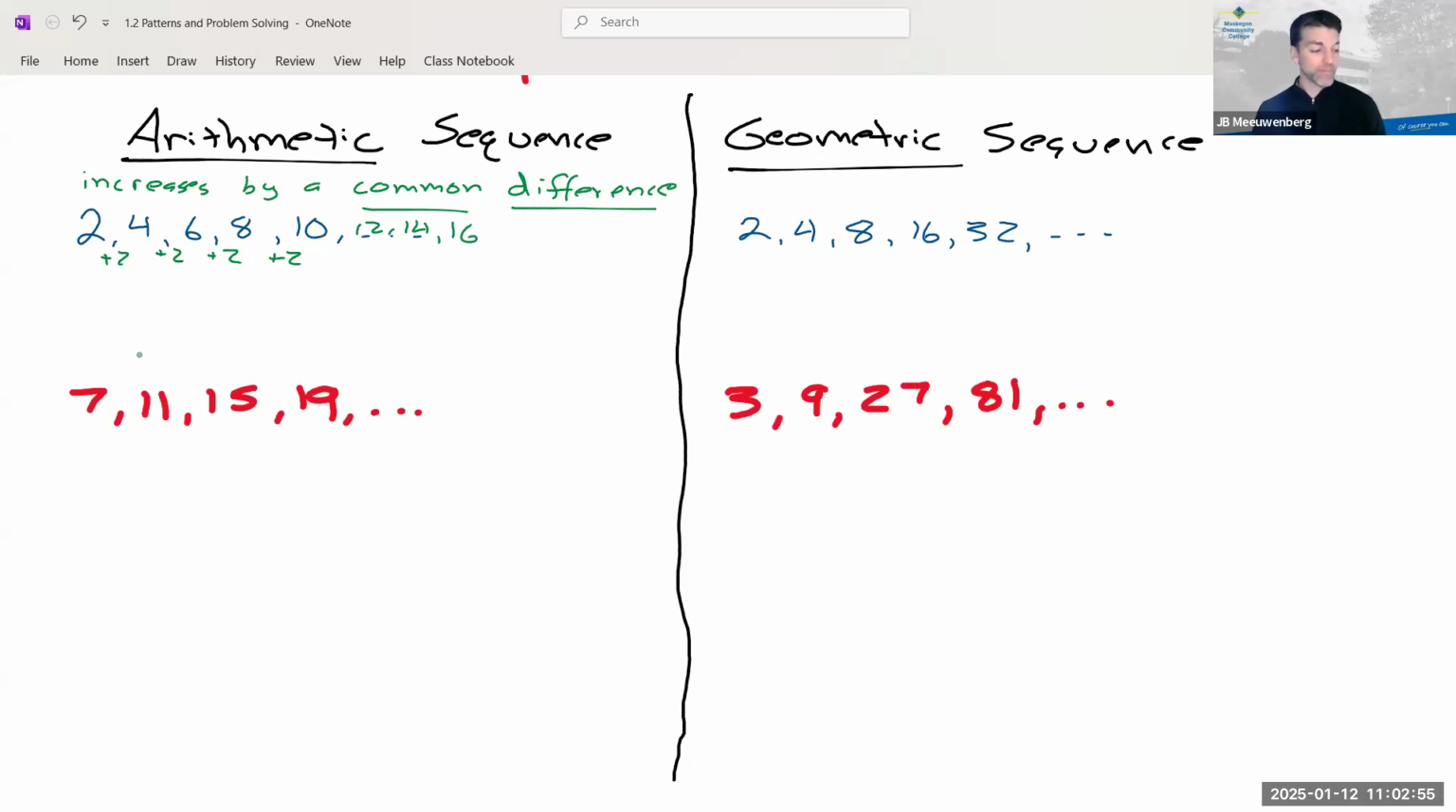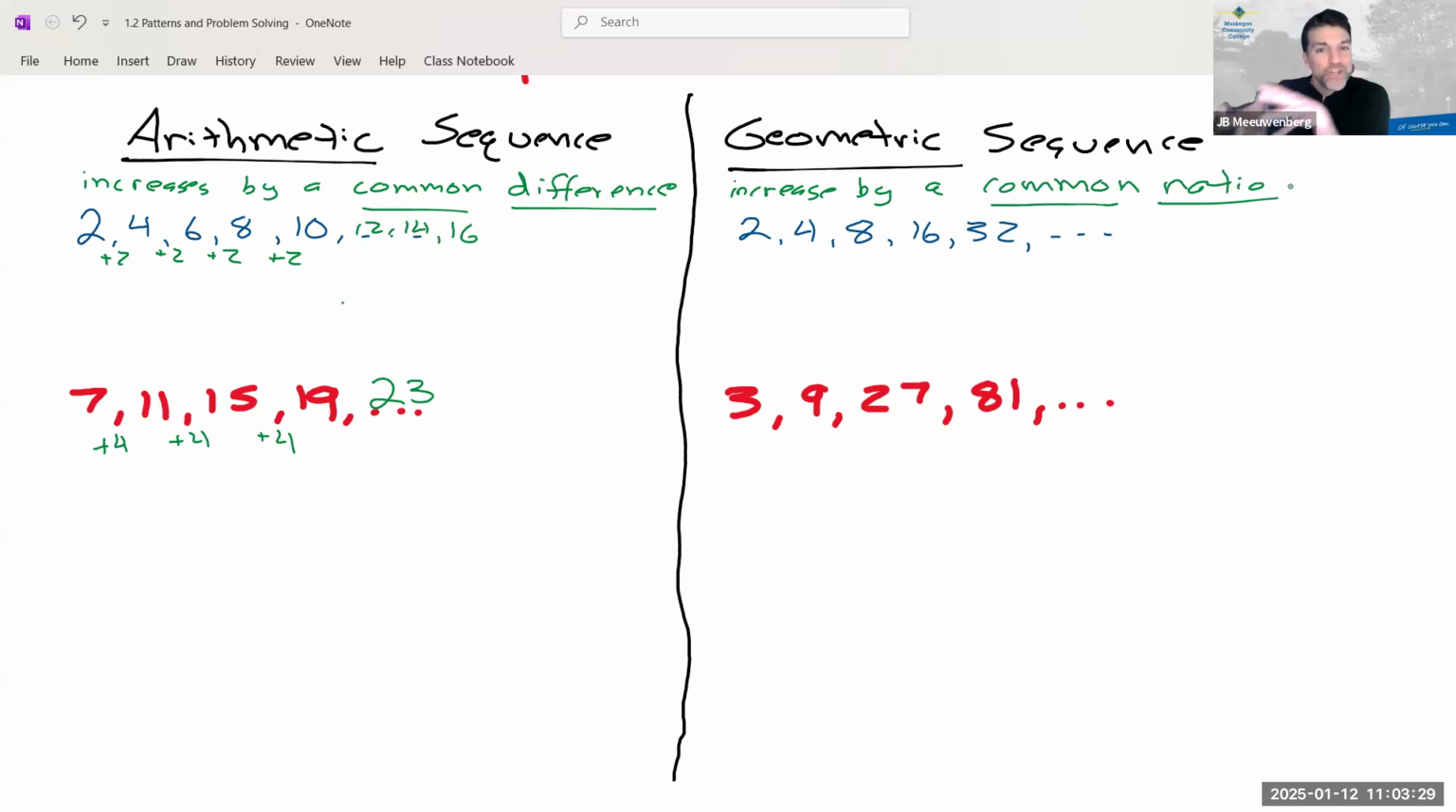For this one down here, what's the common difference? It's plus 4, plus 4, plus 4. So what would the next number be? If you said 23, you got it. So what's the geometric sequence then, if it's not increasing by a common difference? Geometric sequences increase by what we call a common ratio. Common ratio, which means you are multiplying by something to get the next term in the sequence.